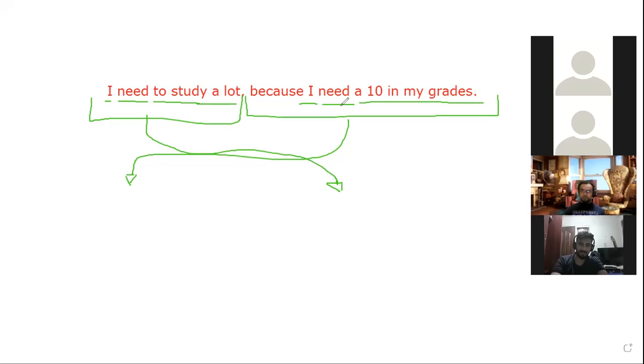Well, because can be substituted using since, okay? Since. It can be constructed using since. What happened here? These two sentences represent a result and a reason.